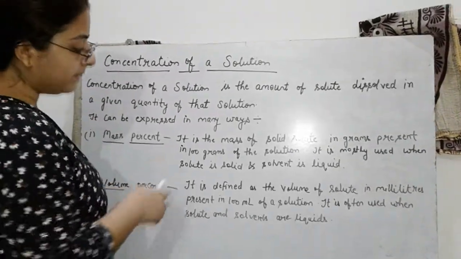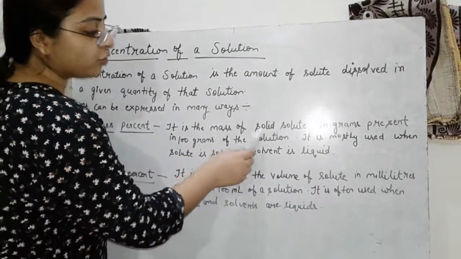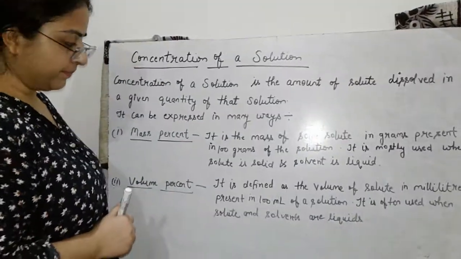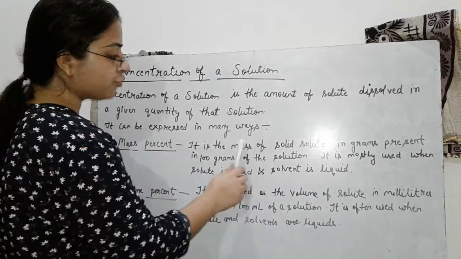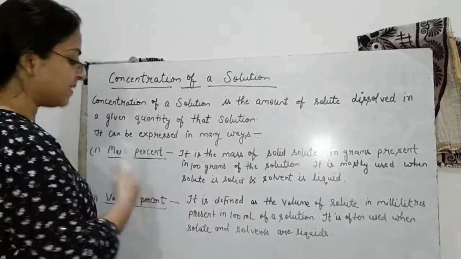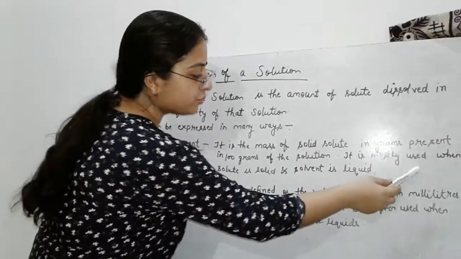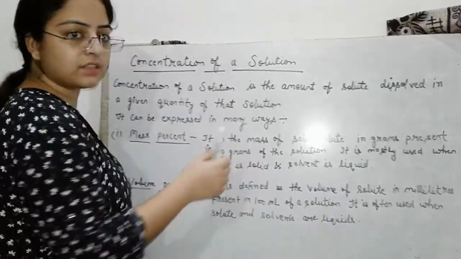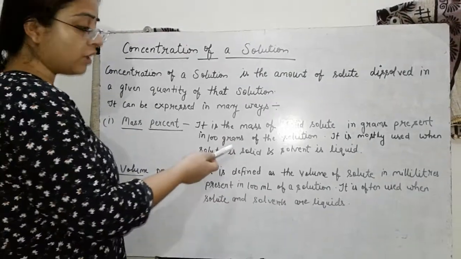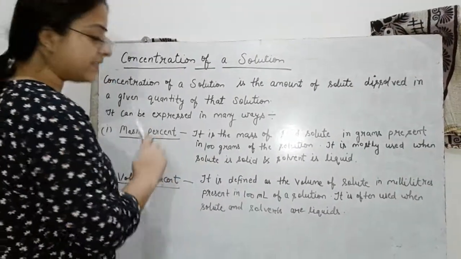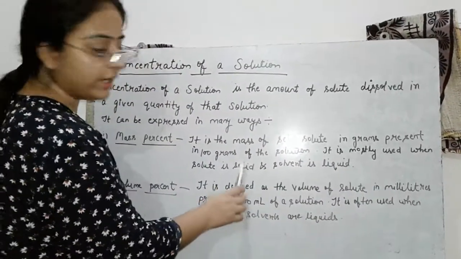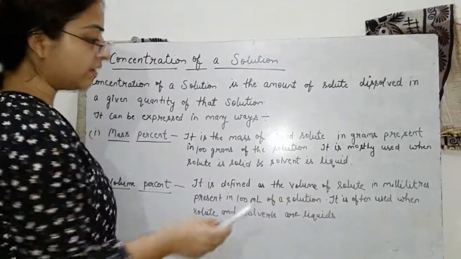So, what is mass percent? Mass percent means the mass of solid solute in grams present in 100 gram of the solution. 100 ग्राम ऑफ सॉल्यूशन में जो सॉल्यूट का मास प्रेजेंट है इन ग्राम्स, that is called the mass percent, and it is mostly used when the solute is solid, because mass is the quantity of material which is contained in a body. So mass is usually of a solute which is in the solid state. तो ये मास परसेंट तब यूज किया जाता है. It is mostly used when the solute is solid and the solvent is liquid.